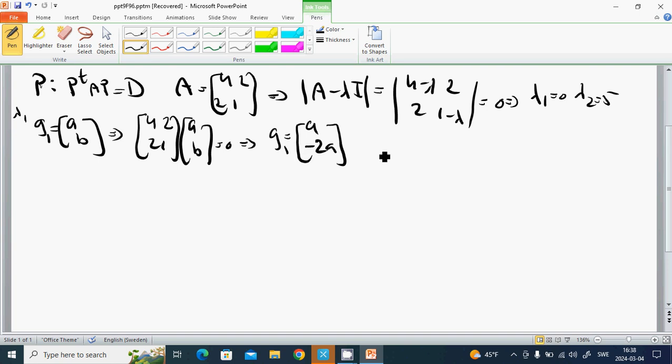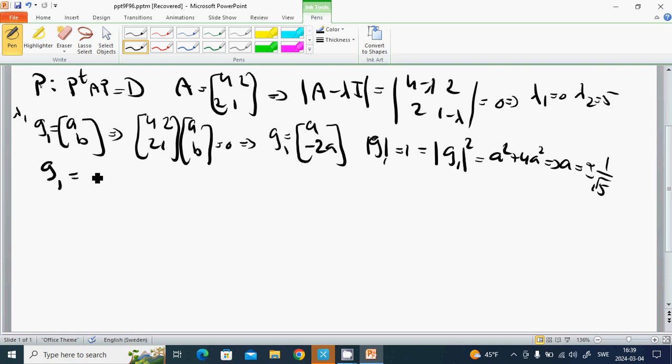But G is orthogonal, so the absolute value of G equals the absolute value of G1 equals 1, which equals G1 to the power of 2. It is A squared plus 4A squared, then A equals plus or minus 1 divided by the square root of 5. Then G1 equals plus or minus 1 divided by this, (1, minus 2).